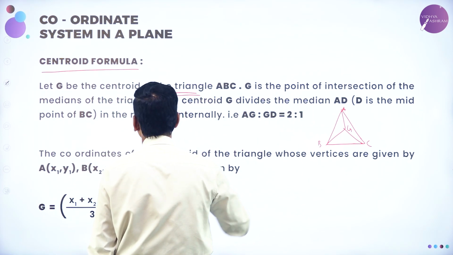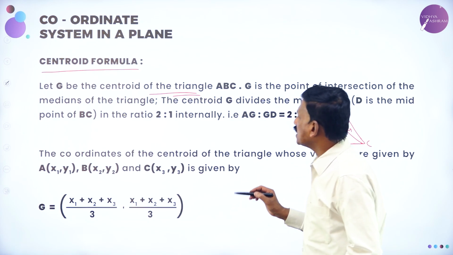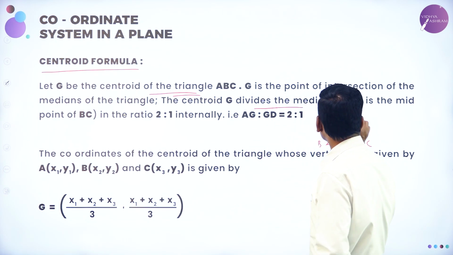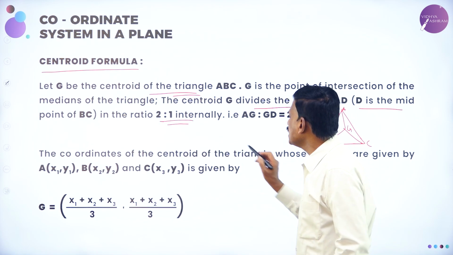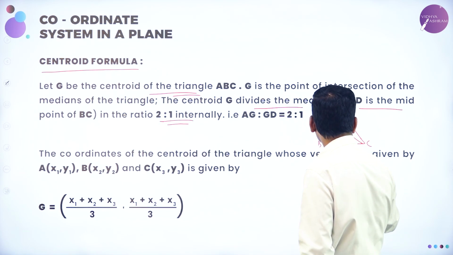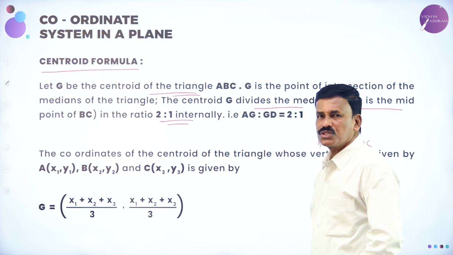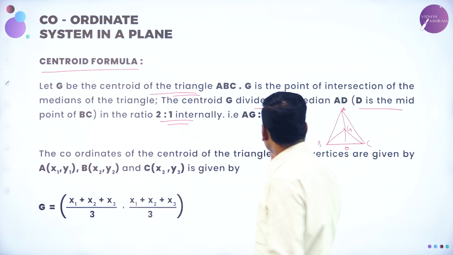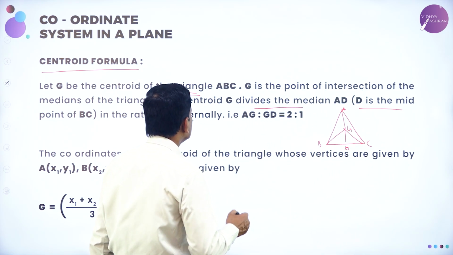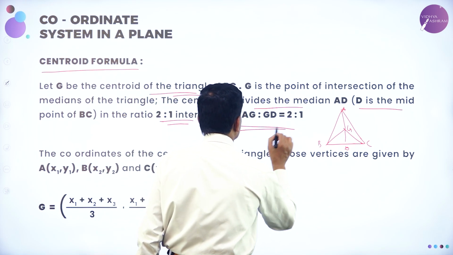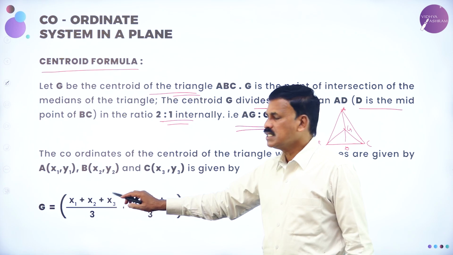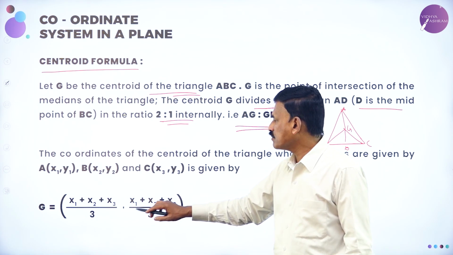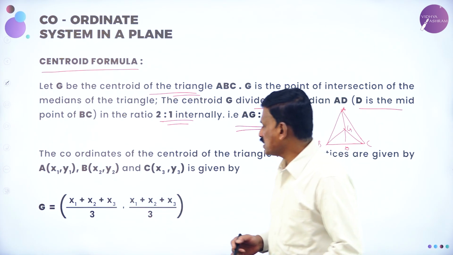If G is the point of intersection of the medians of the triangle, then the centroid divides the median in the ratio 2 is to 1 internally, right? So if it divides in the ratio 2 is to 1, then you are going to get the centroid of the triangle. The coordinates of the centroid of the triangle are given by (x1 plus x2 plus x3) divided by 3, (y1 plus y2 plus y3) divided by 3.